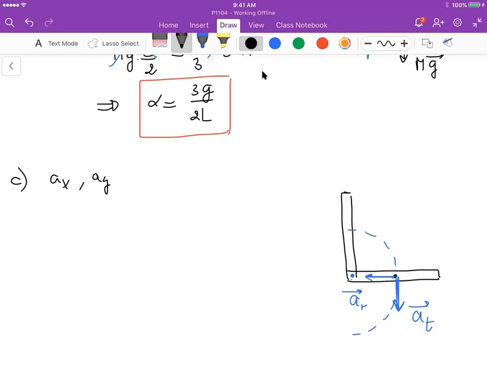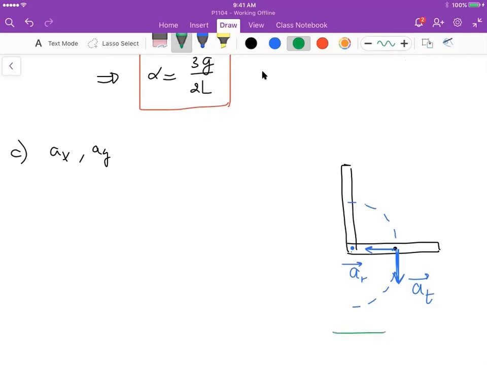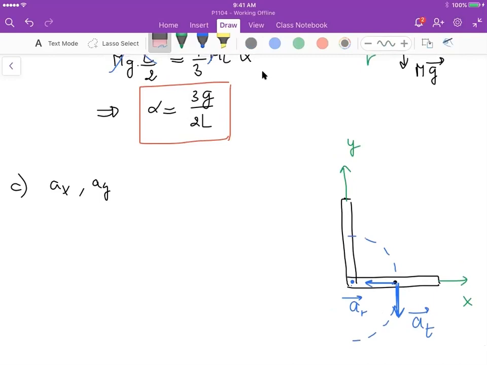Now, let's take first of all x and y in this direction. Conventionally, or as it's written on the figure, x to the left and y upward. In this case, we can find ax and ay by simply projecting ar and at along the x and y axes. And so we can deduce the following.